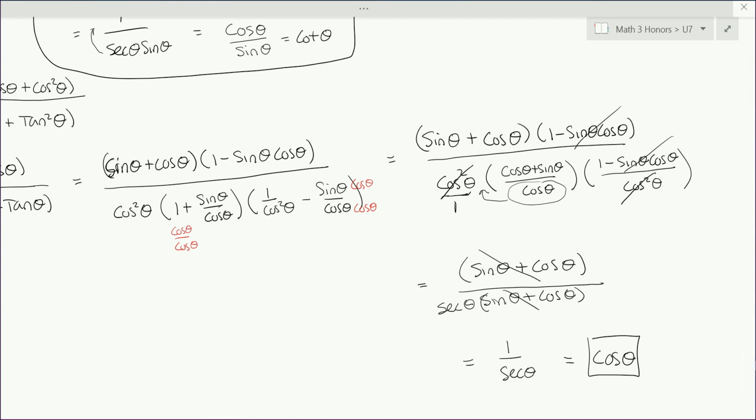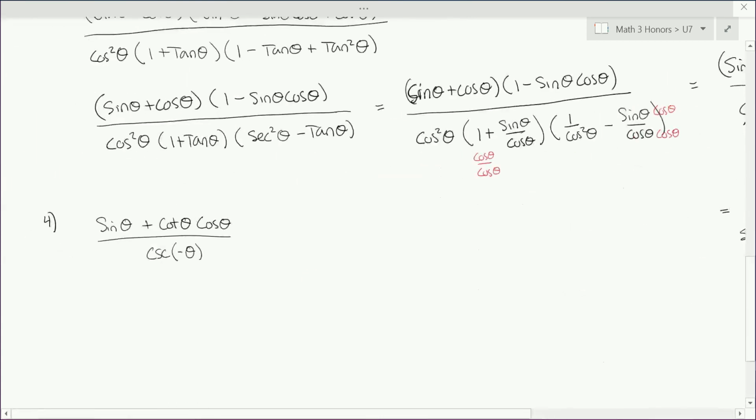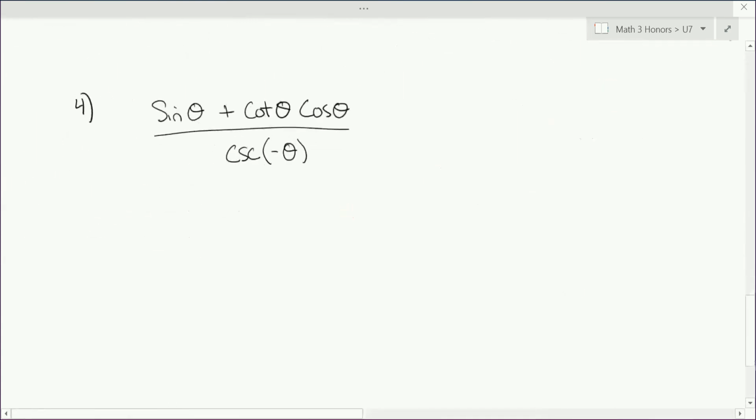Okay. Do you want me to go back to anything? You want to ask a question about any of those steps? Is that a little bit too much for you? Okay. Try 4. 4 will be easier than the last one. Hope not.